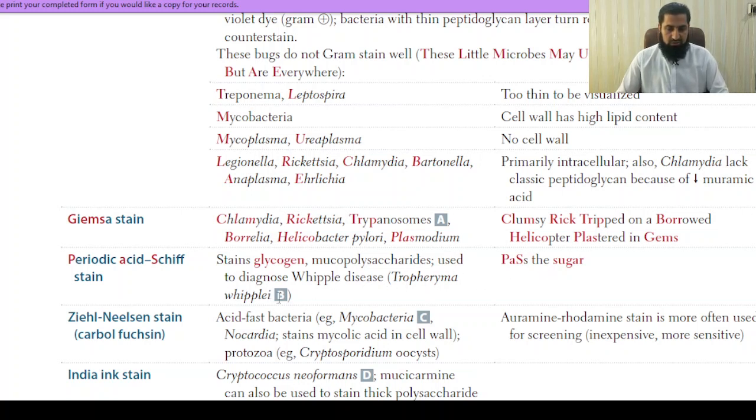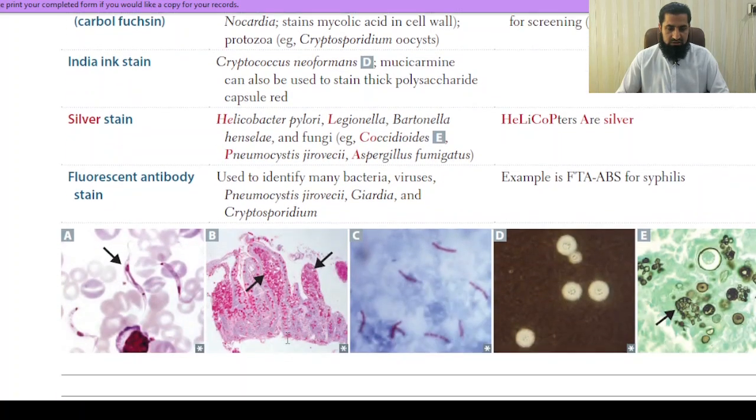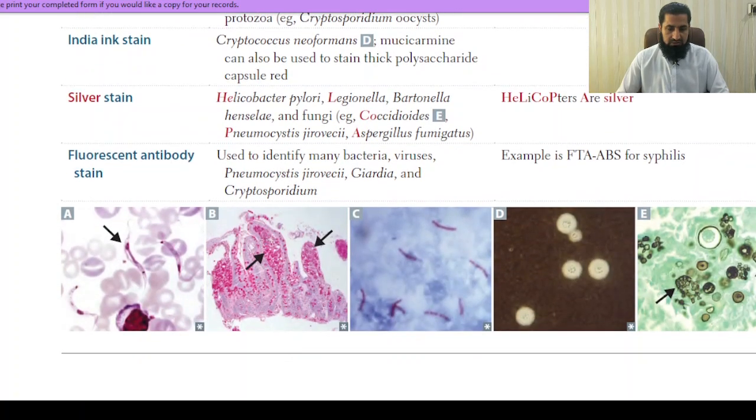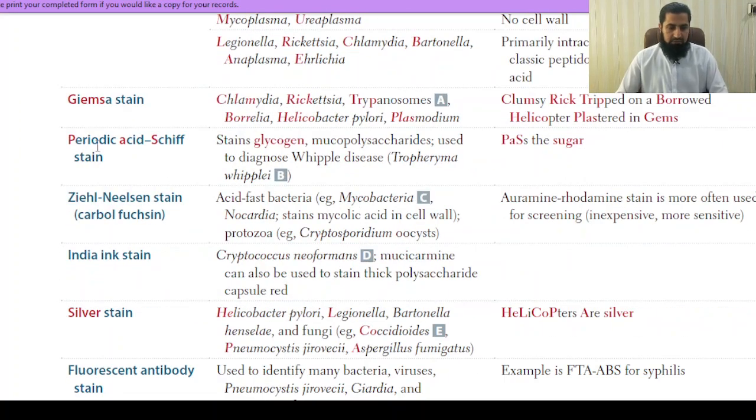So come and let me show you Whipplei. Here you can see the Whipplei, and this is also the Whipplei. This is the periodic acid-Schiff stain.